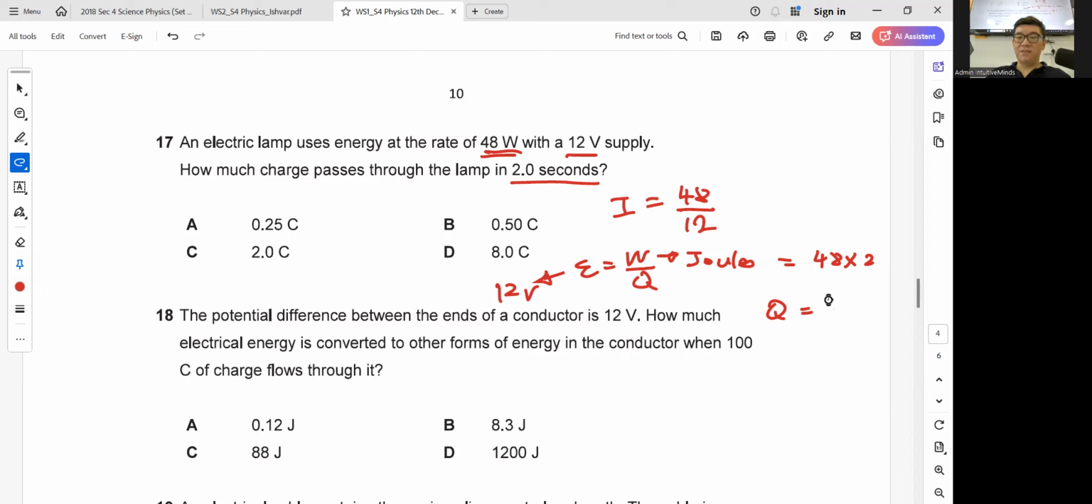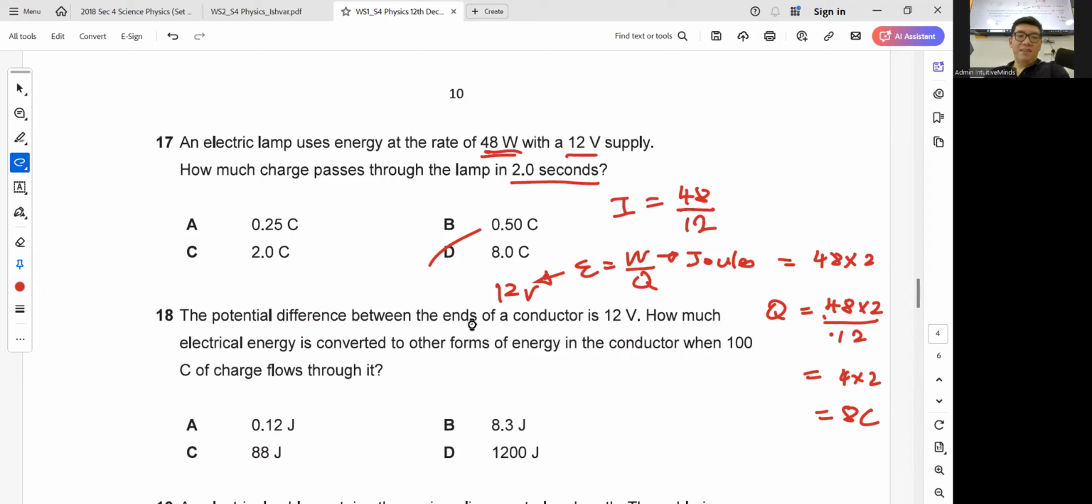Okay, what do you get for this? 30 seconds. Then there's two. So this will give you 4 times 2. It gives you 8. So the answer is D. Your answer was what? Lucky also. Lucky you. Make sure you use the right formula.